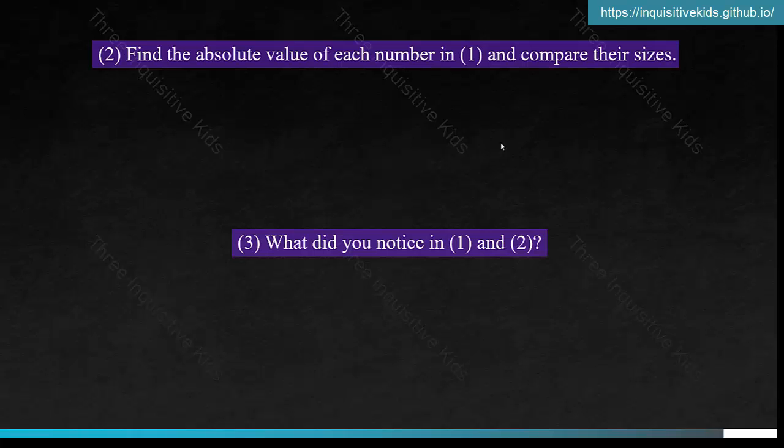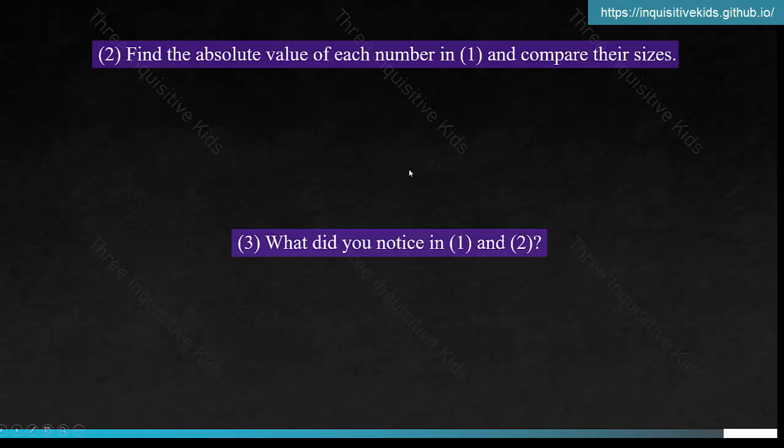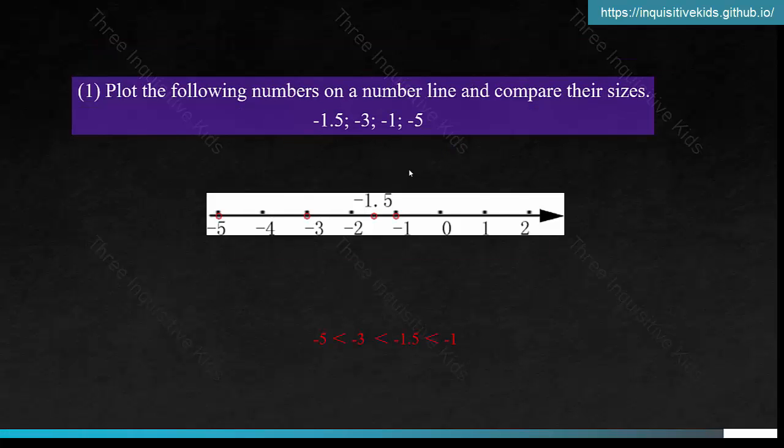Find the absolute value in number 1 and compare their sizes. So this is number 1, so we have to find the absolute value of negative 1.5. The distance from negative 1.5 to 0 is 1.5. So the absolute value of negative 1.5 is 1.5. And the absolute value of negative 3, on the number line, you can see that it's 3. So the absolute value of negative 3 is 3.